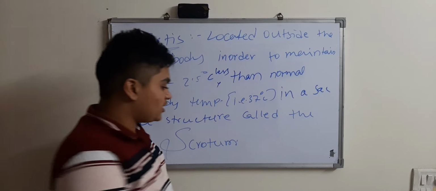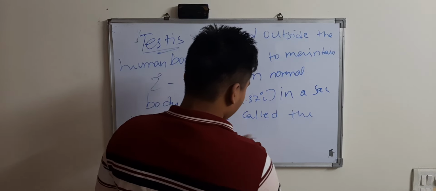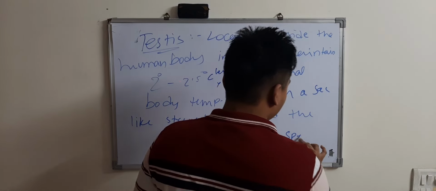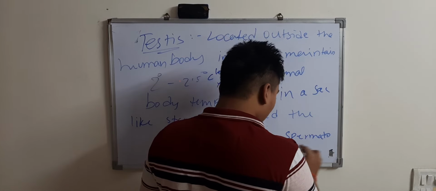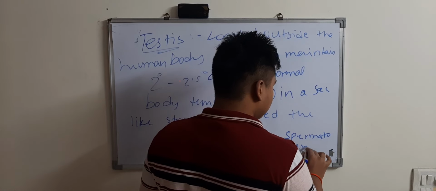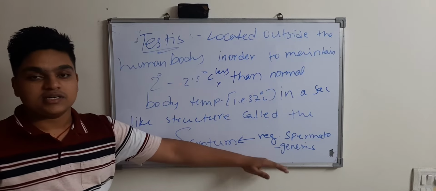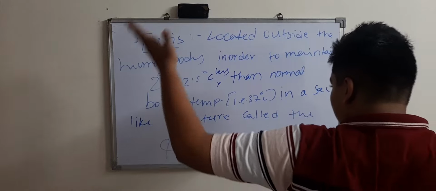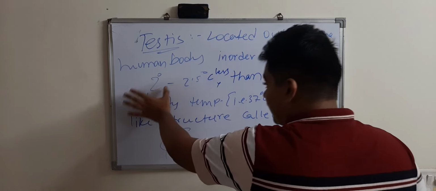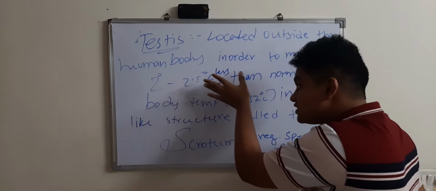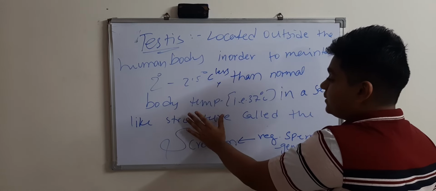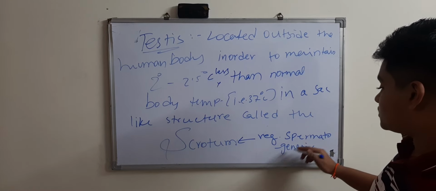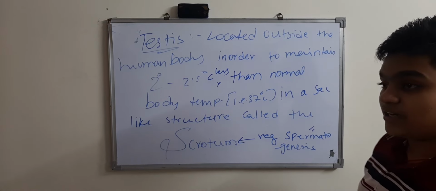This process is required for spermatogenesis. Spermatogenesis is the procedure in which there is 2 to 2.5 degrees Celsius less than the body temperature, and this temperature is required for the spermatogenesis process.